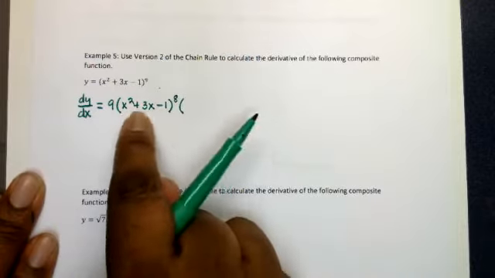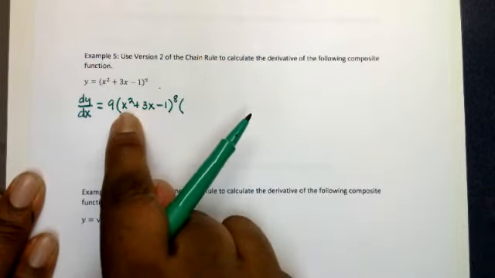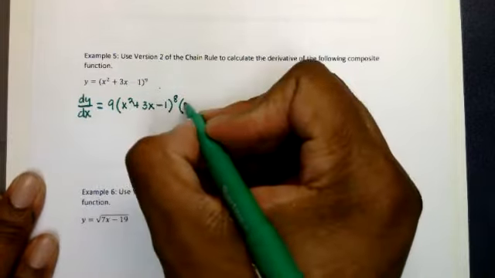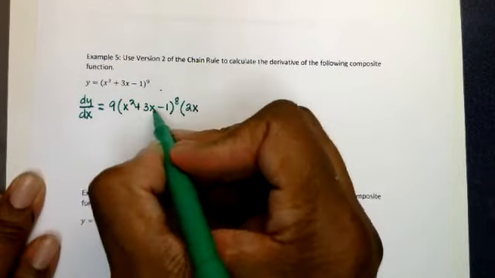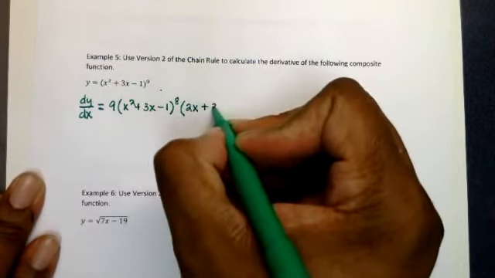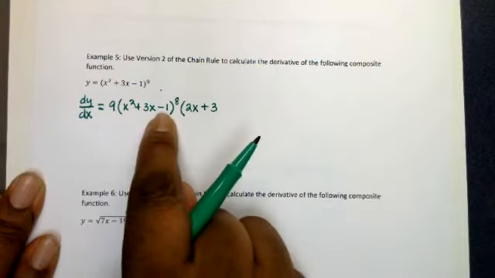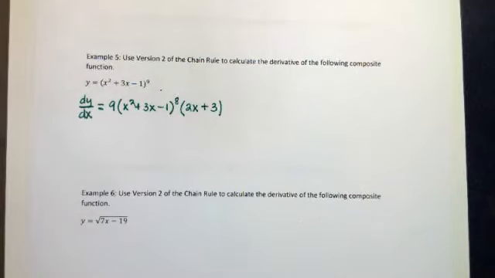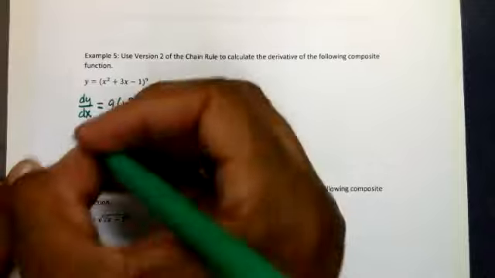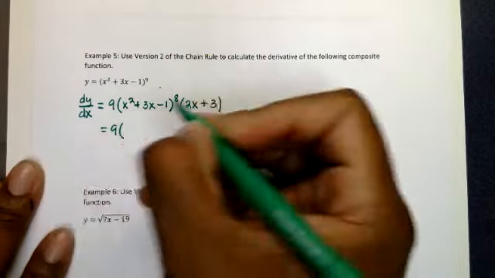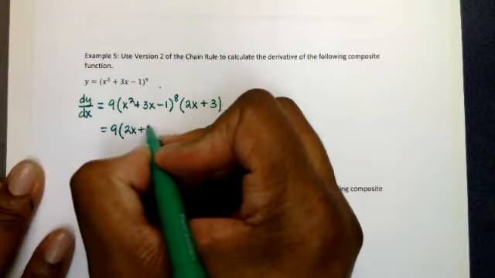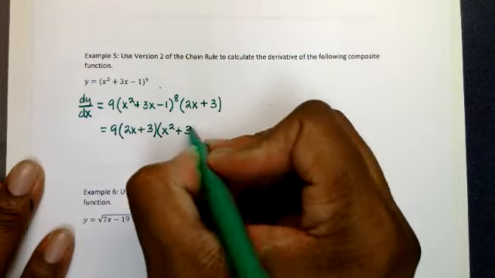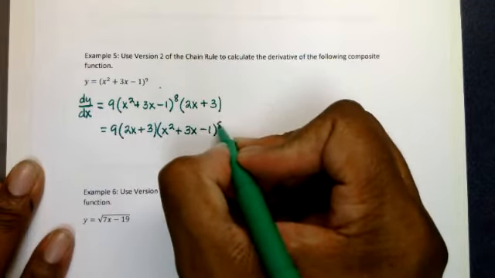And then we've got to get that inside derivative here. The derivative of x squared plus 3x minus 1. Well, let's take the derivative of x squared. That has to be 2x. The derivative of 3x will be 3. The derivative of minus 1 will be 0. Okay, if I straighten this up a bit, this will be 9 times the quantity 2x plus 3 multiplied by the quantity x squared plus 3x minus 1 raised to the 8th.